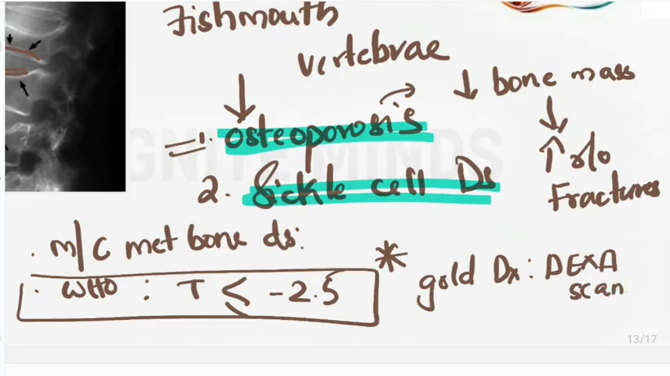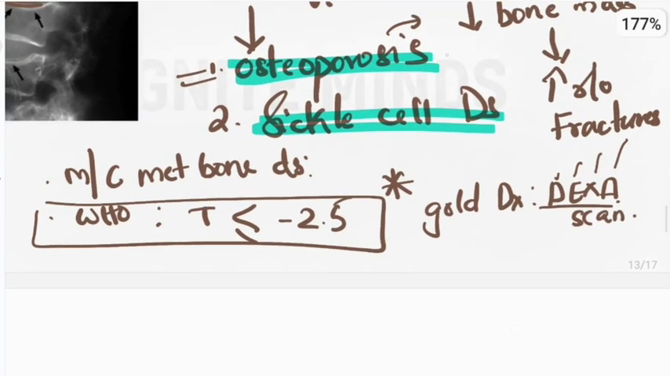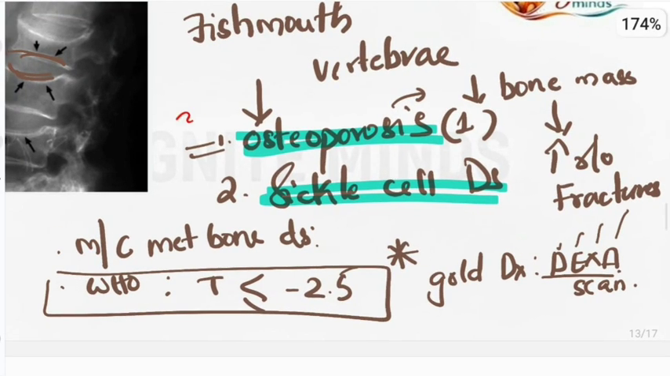What is the full form of DEXA? Yes, dual energy X-ray absorptiometry. Now there are different types of osteoporosis. If they ask you what is the most common type of osteoporosis, you will say it is type 1 osteoporosis or postmenopausal osteoporosis. Now another thing in osteoporosis, remember that calcium is going to be normal, phosphate is going to be normal, ALP is going to be normal.